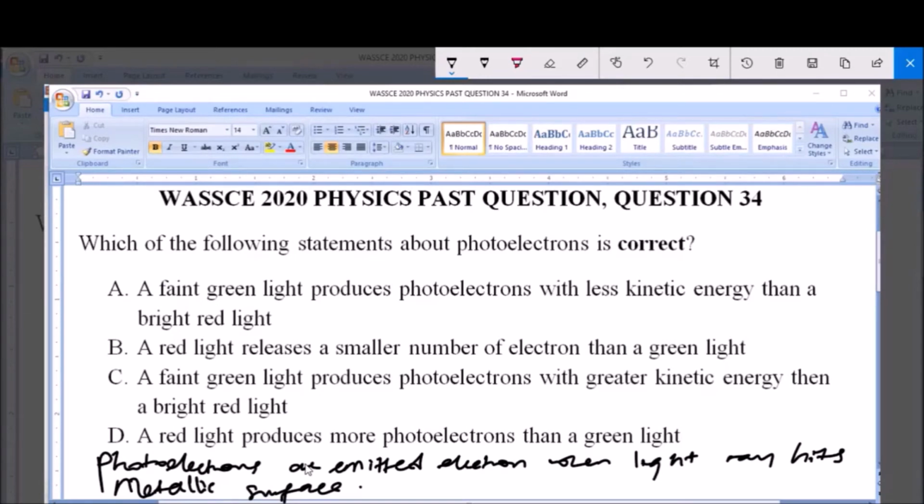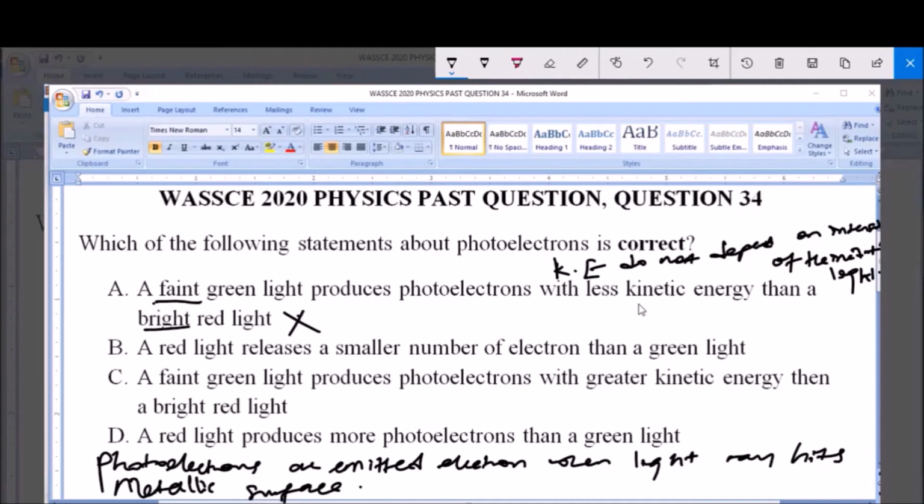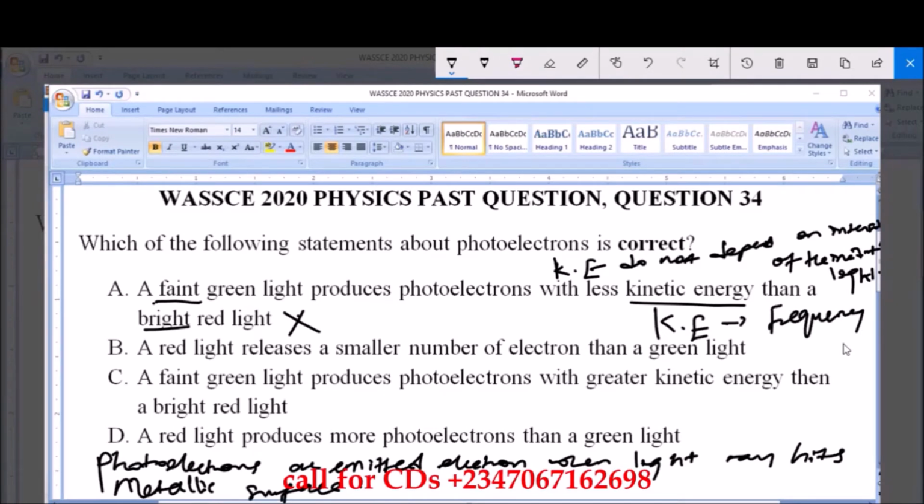The kinetic energy of photoelectrons, that is the kinetic energy of emitted electrons, KE, is independent of, that is, does not depend on the intensity of the incident light. And if you look at option A, it says a faint green light. Now this is talking about the intensity. Produces photoelectrons with less kinetic energy than a bright red light. Now this option is already invalid, because they are talking about intensity here, faint green light and bright red light, and kinetic energy does not depend on intensity. Kinetic energy KE only depends on the frequency of the incident light or the wavelength of the incident light.